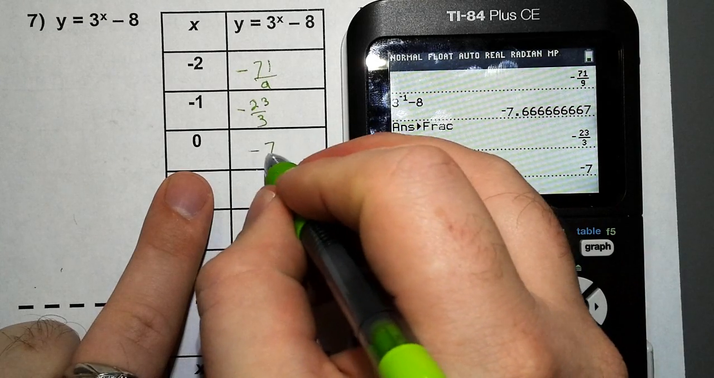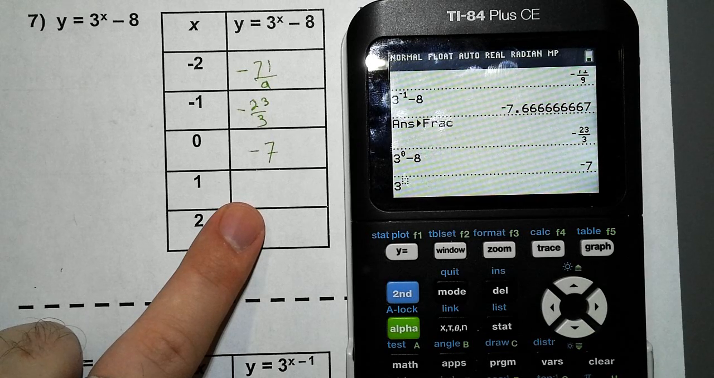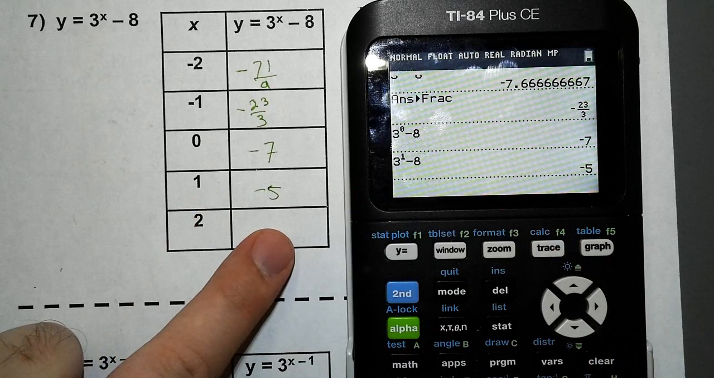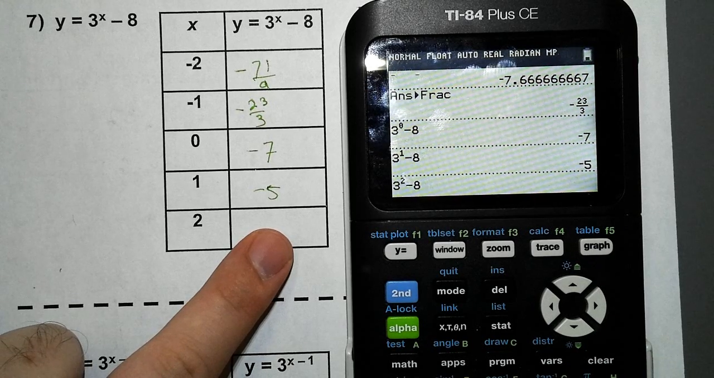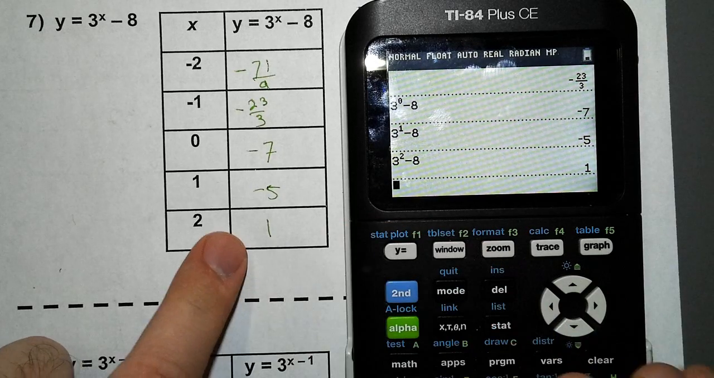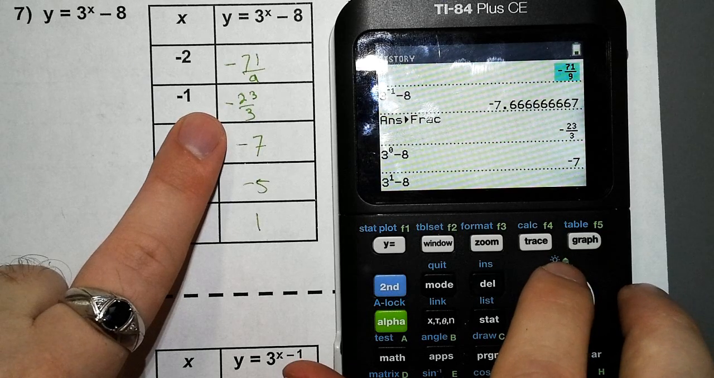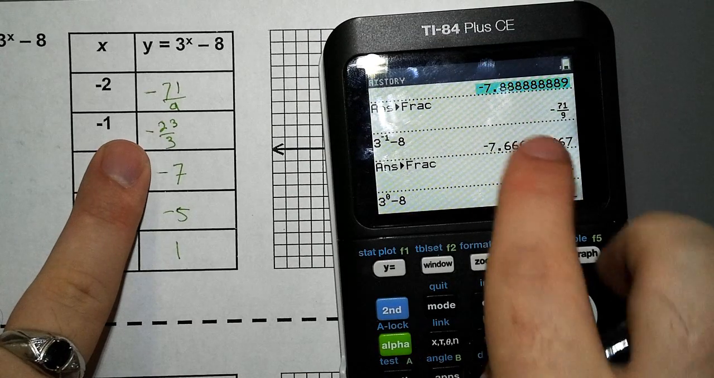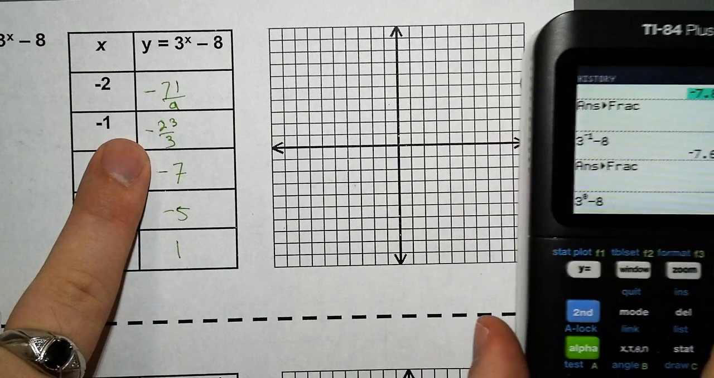This comes out to negative 7. This one's negative 5. And this is positive 1. Now, to help us better estimate where those fractions would be, I'm going to look at the decimal approximations. So this first one, negative 2, is at negative 7.8888. So that's really close to negative 8.